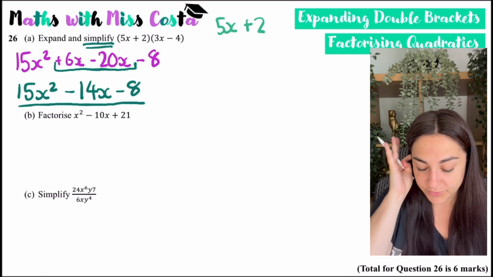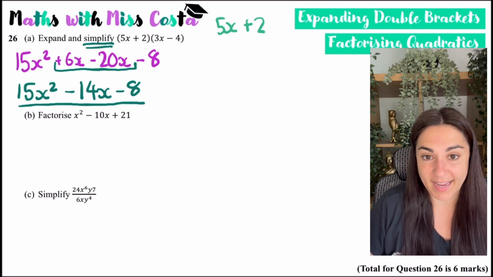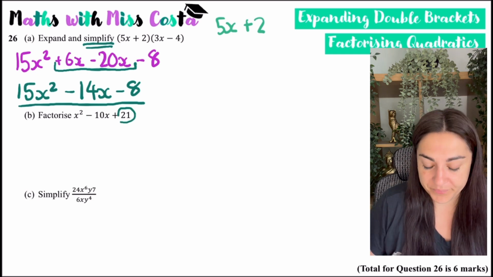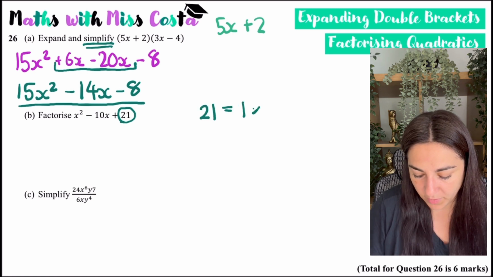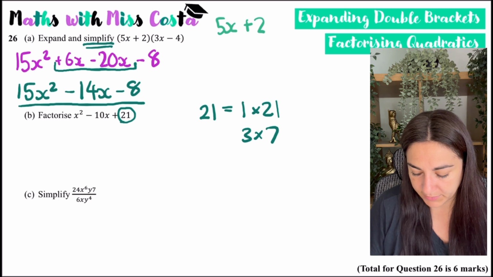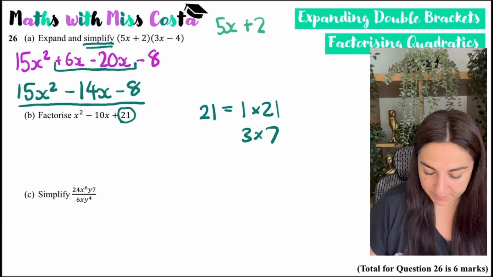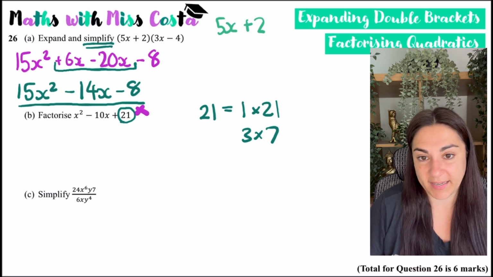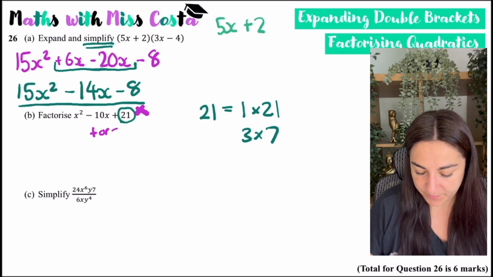So when I'm factorizing a quadratic, that means you've got an x squared, an x, and then just a number. You're going to look for factors of just the number. So what are the factors of 21? I can make 21 by doing 1 times 21 or 3 times 7. So these are my factor pairs, and you need to choose one of these that needs to multiply to make 21 and then add or subtract to make minus 10.